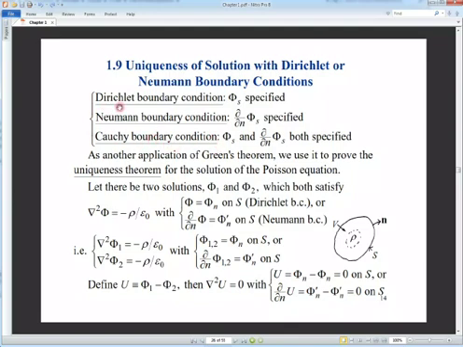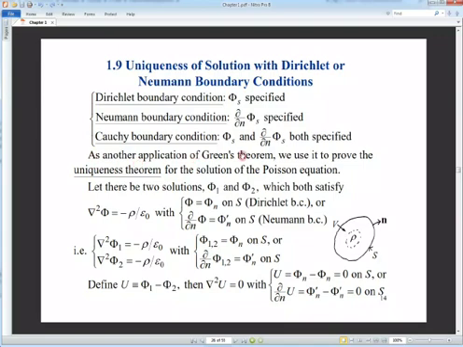So what is the Dirichlet boundary condition? The boundary condition of Dirichlet is just specified by phi, but the Neumann boundary condition is specified by the derivative of phi, and the Cauchy boundary condition is related to both phi and the derivative of phi. Both are specified, in fact.